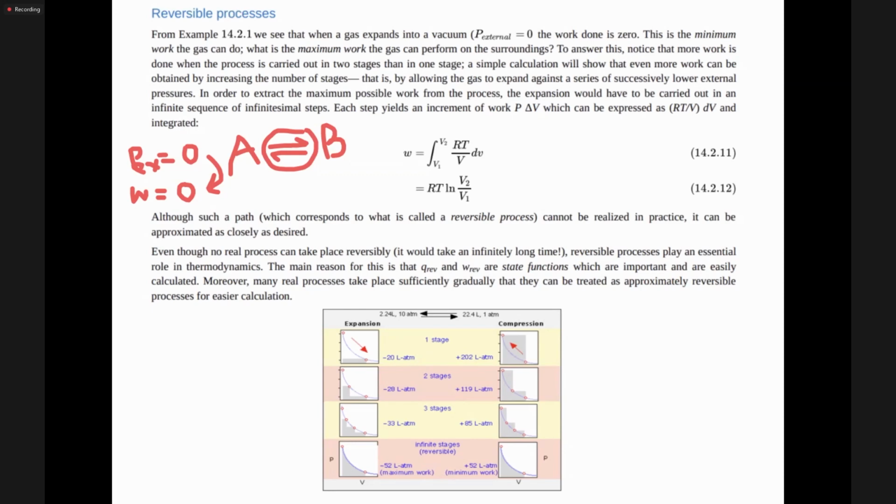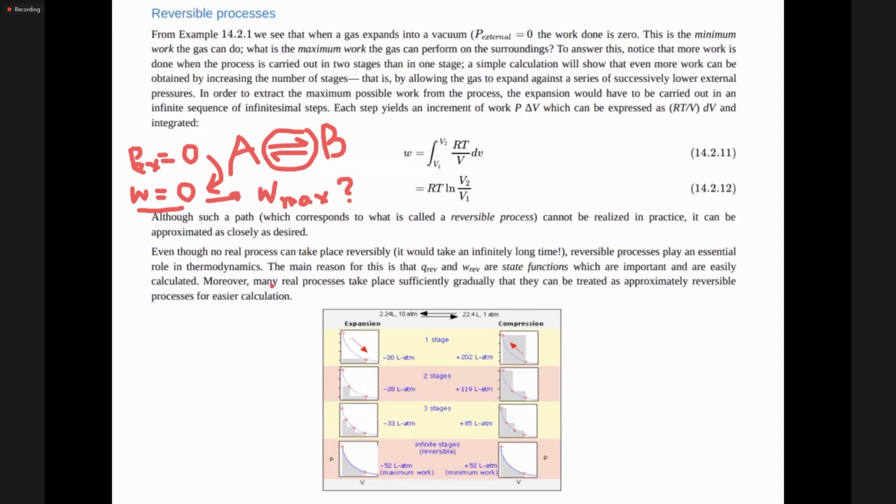But then the next question arises: if the minimum work, W minimum, is equal to 0, what will be the maximum work, W max, for a gas? What about the W max? What is the maximum work the gas can perform on the surroundings? To answer this, we have to see that the process is carried out, and it can be performed in multiple steps or multiple stages.